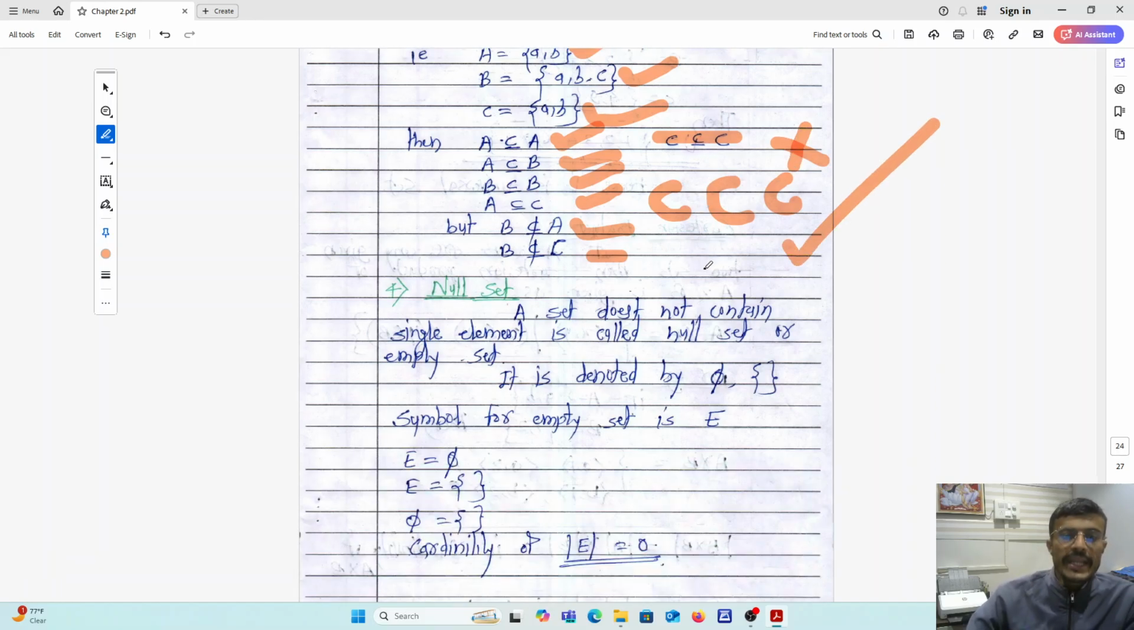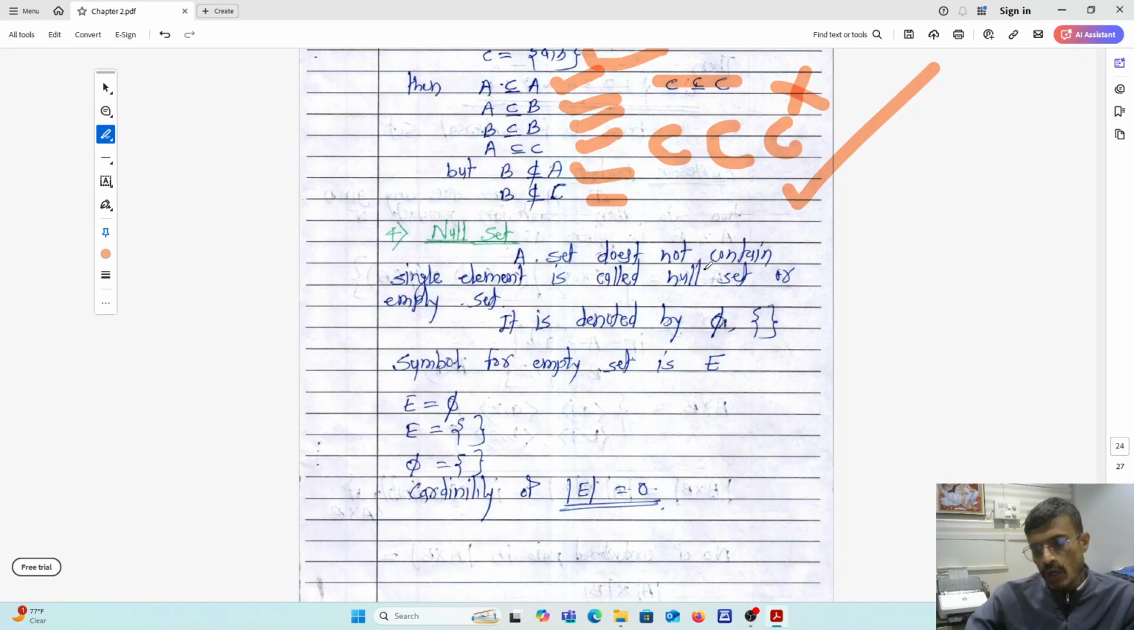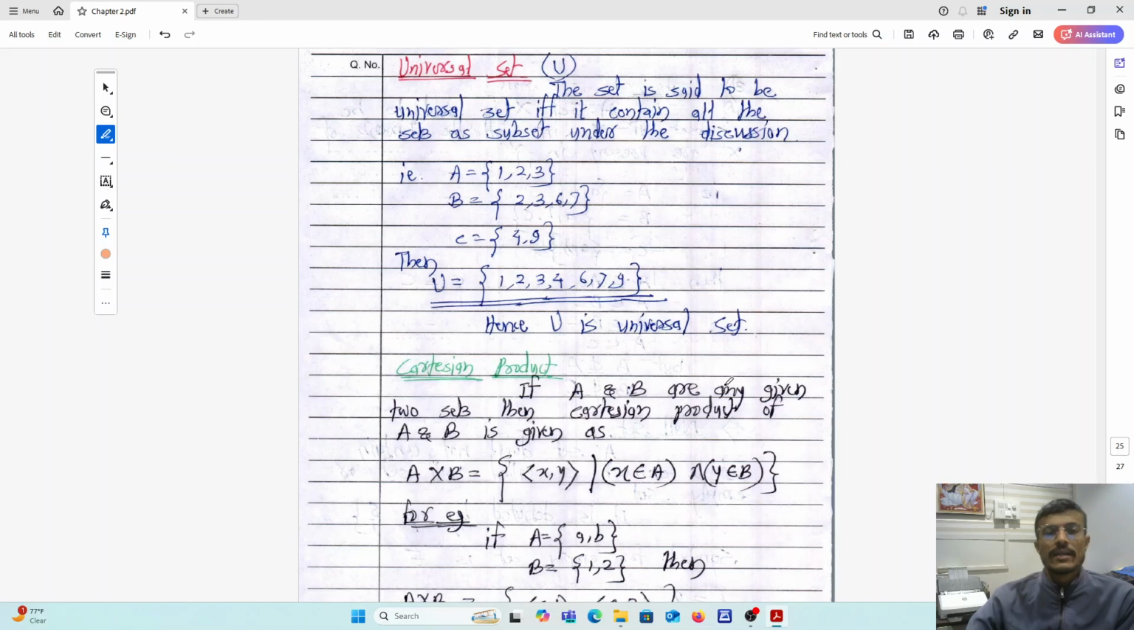Okay. Then next one, null set. A set that does not contain a single element is called a null set or empty set. It is denoted by phi or by opening and closing curly braces. The symbol for the empty set is capital E. E is equal to phi, E is equal to opening and closing curly braces. Cardinality of E is equal to 0. That is the null set.